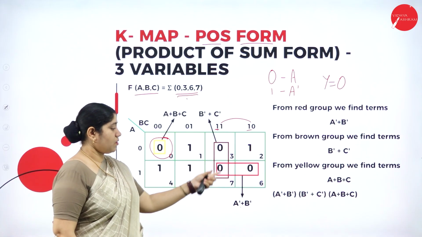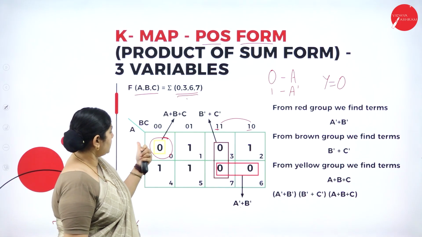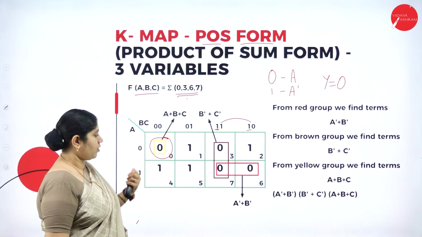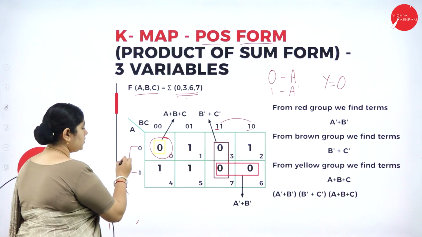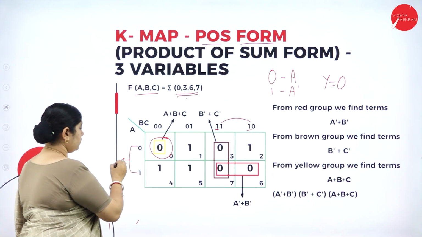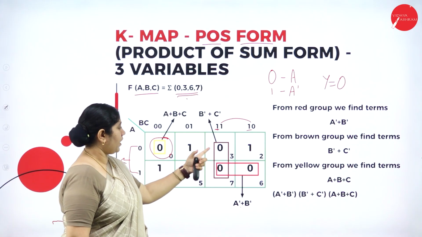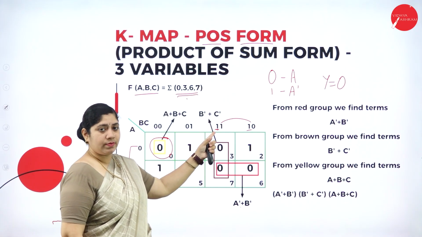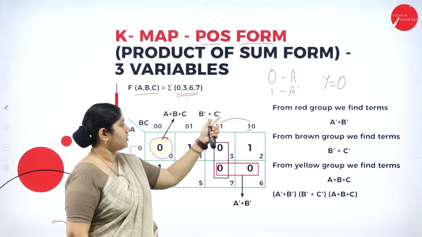Followed by, now this brown cell. Let's go with that. That is with respect to both the things, that is 0 and 1. So I'll not get A because by this I'll get a value 1, correct? So we have to neglect that. Then followed by these two bits, that is B dash and C dash. So B dash plus C dash.